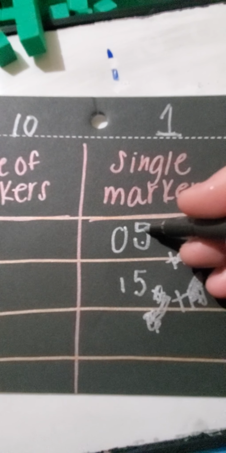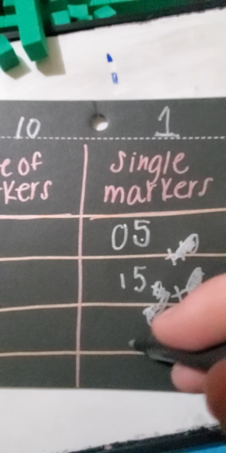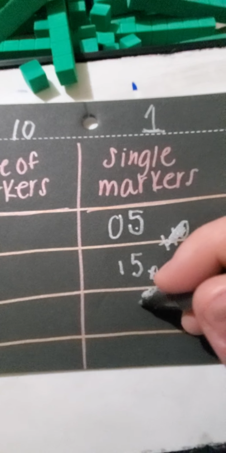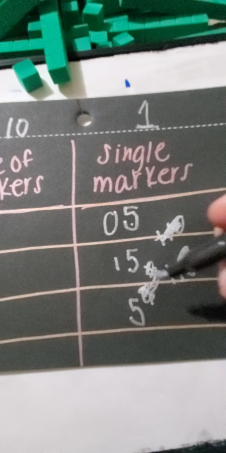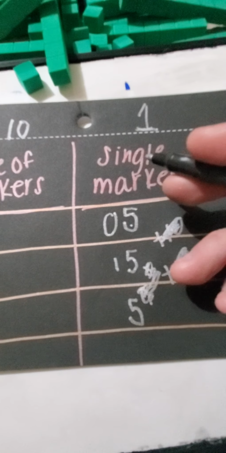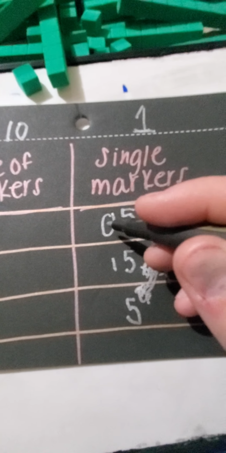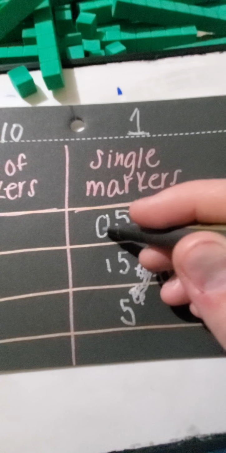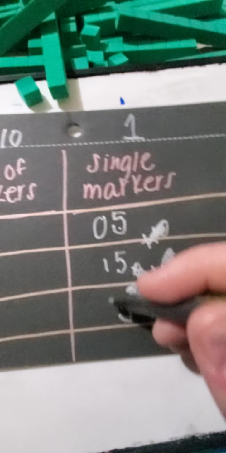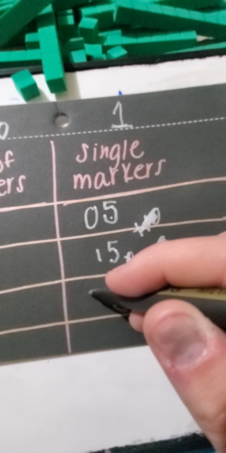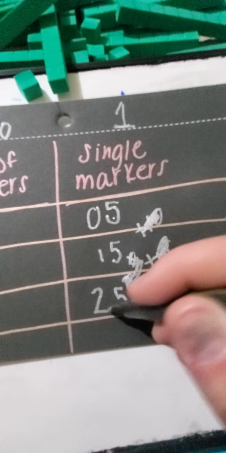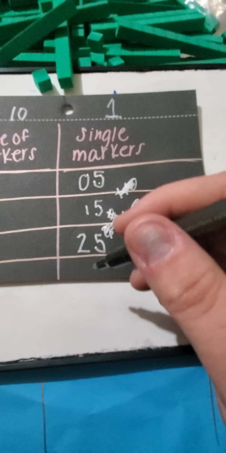Okay, so let's look at the ones place in the single marker spot. We have a 5 here, a 5 here. So that means we probably will have a 5 for the ones place in the single markers. Now let's look at the tens place. We have 0, 1. What goes after 1? 2. Good job.